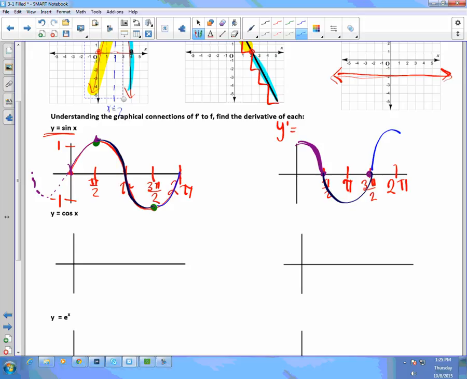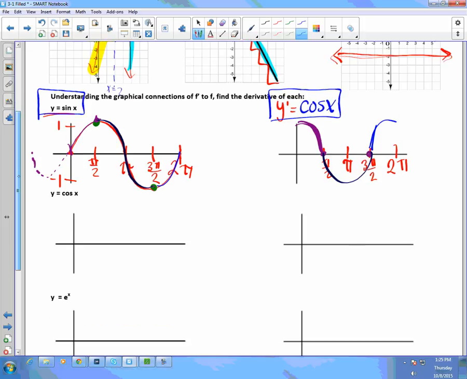What graph is that? Cosine. But yes, this is the cosine graph. So the derivative of sine is cosine. If y is sine, y prime is cosine. Okay?